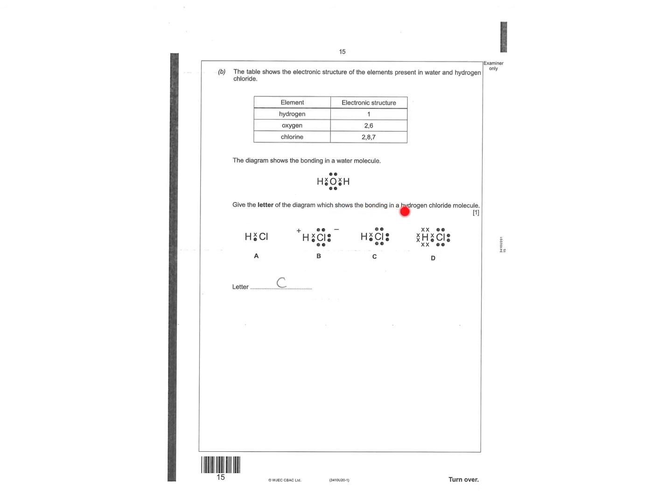Give the diagram which shows the bonding in hydrogen chloride. Okay, chlorine's got 7, hydrogen's got 1. It's covalent, so it's not going to be that one. Chlorine's got 7, so it's not going to be that one. Hydrogen's got 1, so it's not going to be that one, so it has to be C.